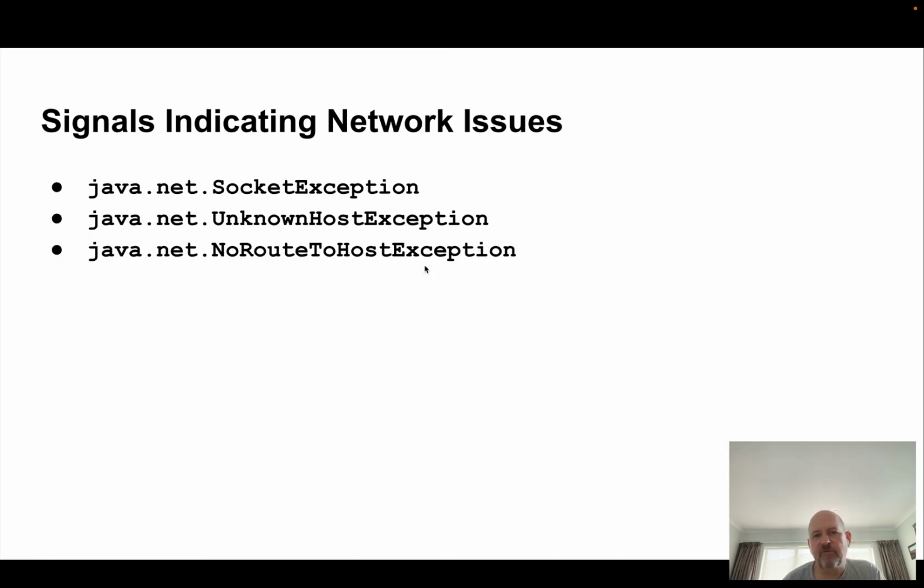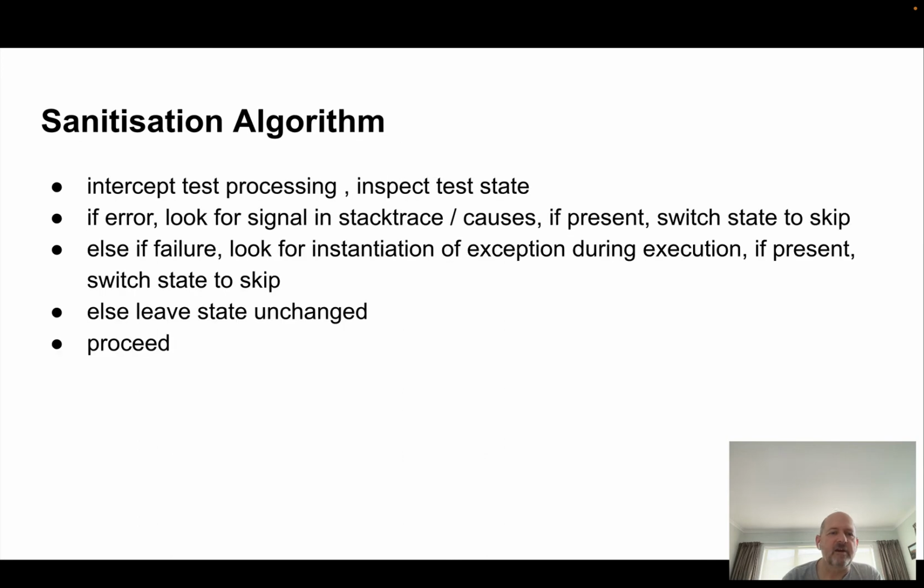The signals we are looking for are network-related exceptions. So in the tool we have built, there's abstraction. You can add more exceptions like this. But by default, we have those 3 on board. 3 Java exceptions that indicate network access problems.